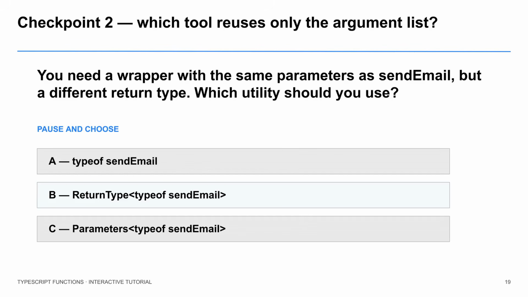Second checkpoint. You are writing a wrapper that should accept exactly the same parameters as sendEmail, but the wrapper will return something different. Which utility reuses only the argument list: typeof, ReturnType, or Parameters?